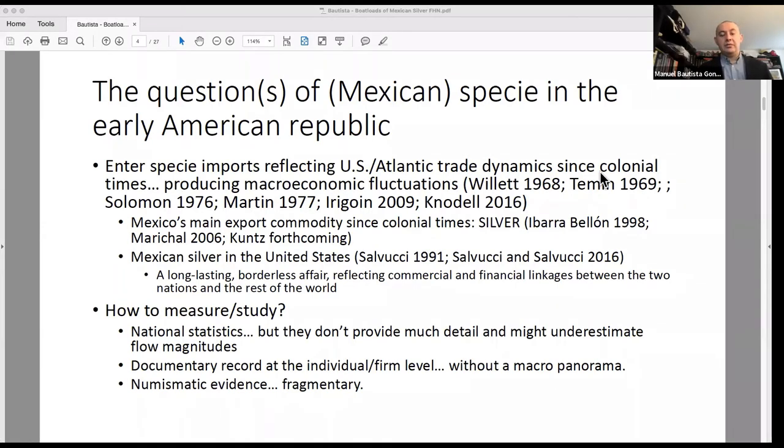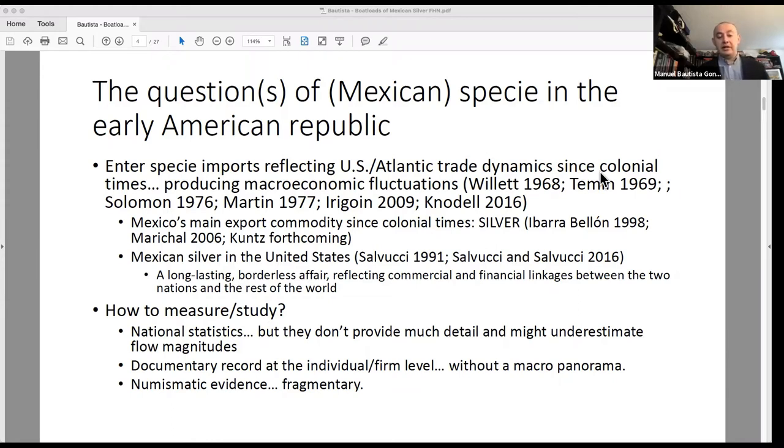And this has to do with two issues. One, proximity, and then the other is factor endowments in Mexico. So Mexico's main export commodity is silver. And this is, again, from colonial times.